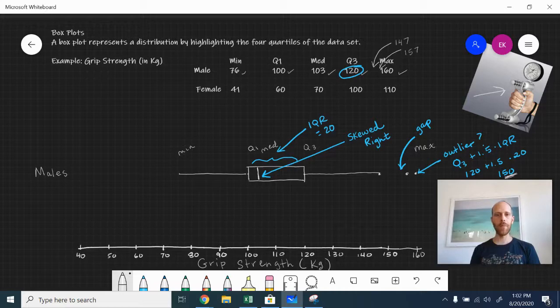Now, I'm going to be quiet for a minute. What I would like you to do is, in the space below males, I would like you to draw a box plot for the female data using the 41, the 60, the 70, the 100, and the 110. So pause the video right now, and after you're done, you can check your work.